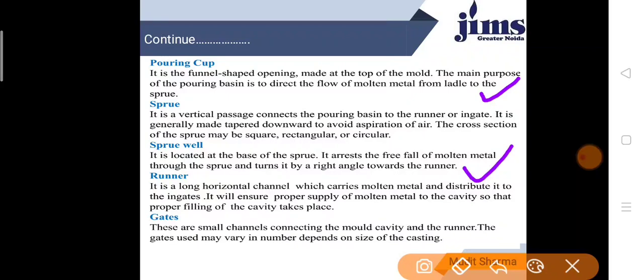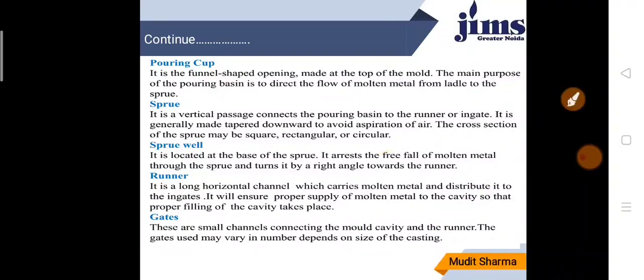Next is the runner. It plays a very important role. It is a long horizontal channel which carries molten metal and distributes it to the ingates. It will ensure a proper supply of the molten metal. Gates we already discussed, and their different kinds.